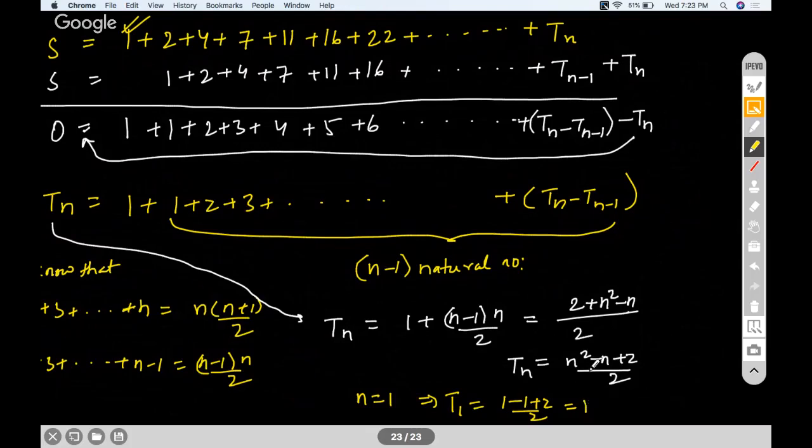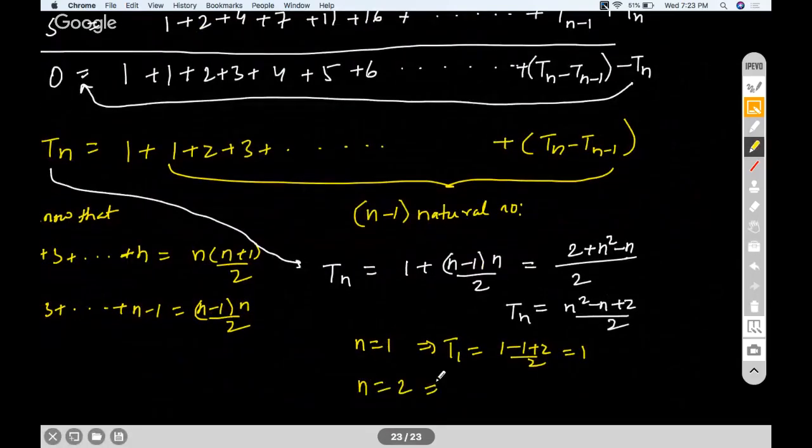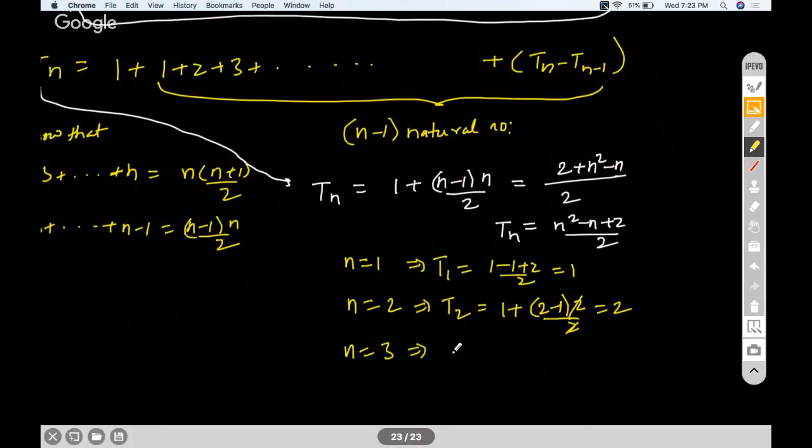Okay. Put n as 2, you get the second term as 1 plus, you can put it over here also if you want, 2 minus 1 into 2 by 2, which is again a 2. Correct. Put n as 3, you will get 1 plus 3 minus 1, which is 2, 2 into 3 by 2, which is 4. Put n as 4, you will get 1 plus 3 into 4 by 2, which is going to be 7, like that.